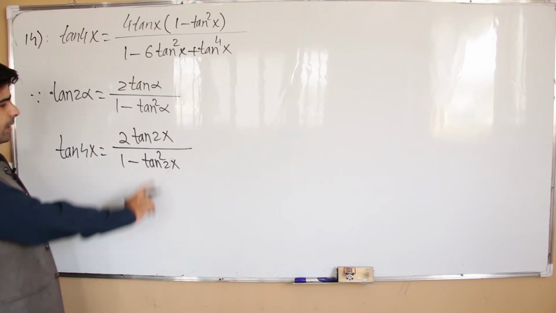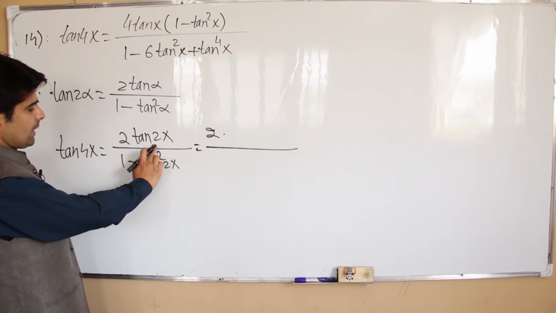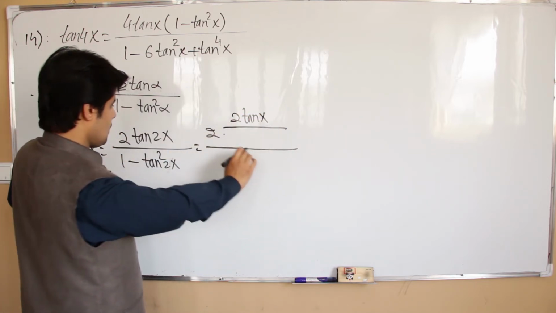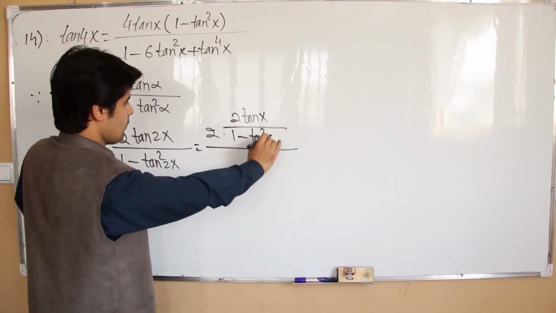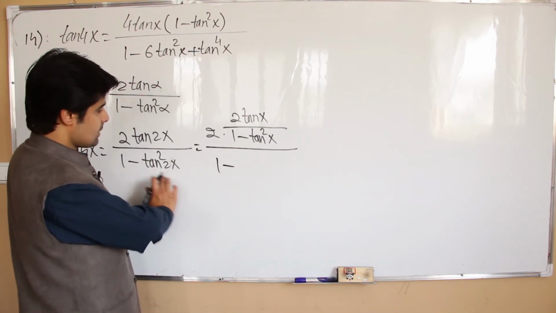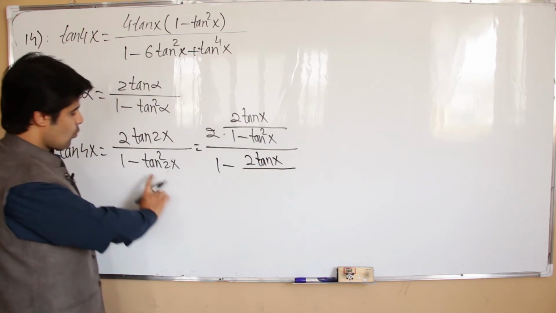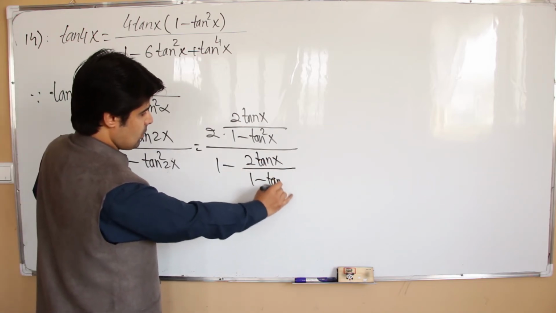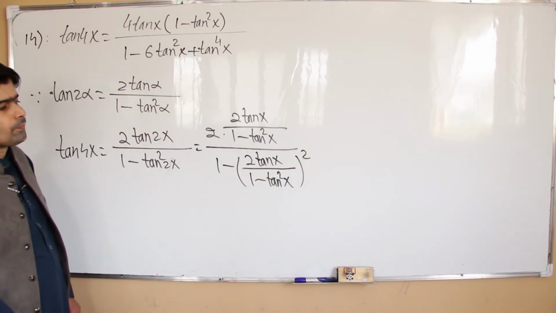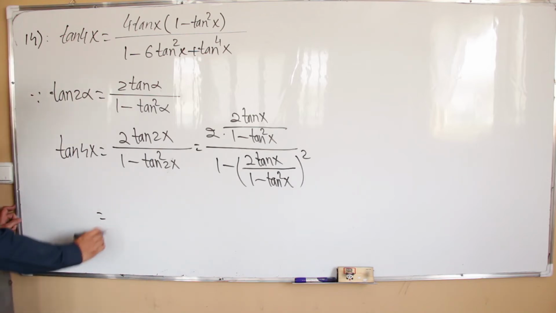If we can do, can I write instead of tangent 2x, according to this formula, 2 tangent of its half over 1 minus tangent square of its half? Yes. So 1 minus, instead of this one also we can use this formula, 2 tangent of its half over 1 minus tangent square of its half, but to the power 2. Okay, now simplify this one, it would be your answer.